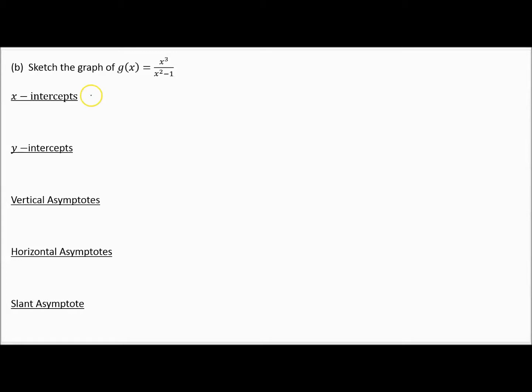And remember, to find x-intercepts, what you should always do is set g of x, or y, equal to 0. So I have 0 is equal to x to the third divided by x squared minus 1. To solve this equation, the very first thing I need to do is multiply both sides by the denominator, x squared minus 1, because I don't want to solve an equation with the variable in the denominator. That simplifies to 0 is equal to x to the third. When I take the cube root of both sides, I get x is equal to 0. So my only x-intercept is at the point 0, 0.